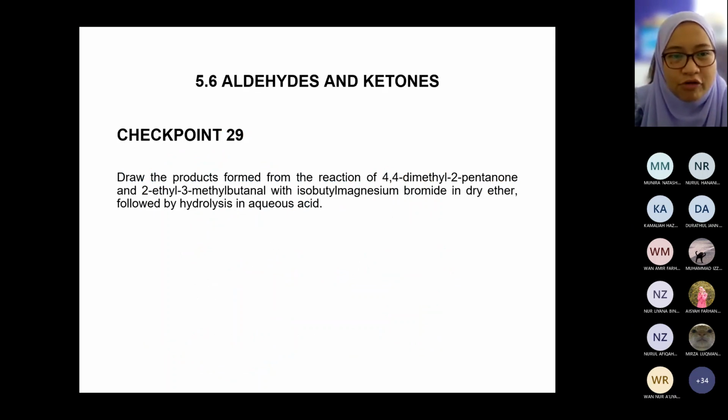Right. Okay, draw the product formed from the reaction of 4,4-dimethyl 2-pentanone and 2-ethyl 3-methyl butanal with isobutyl magnesium bromide in dry ether followed by hydrolysis in aqueous acid. Okay, you nak try yang mana? Nak buat butanal ke nak buat pentanone? Satu contoh.